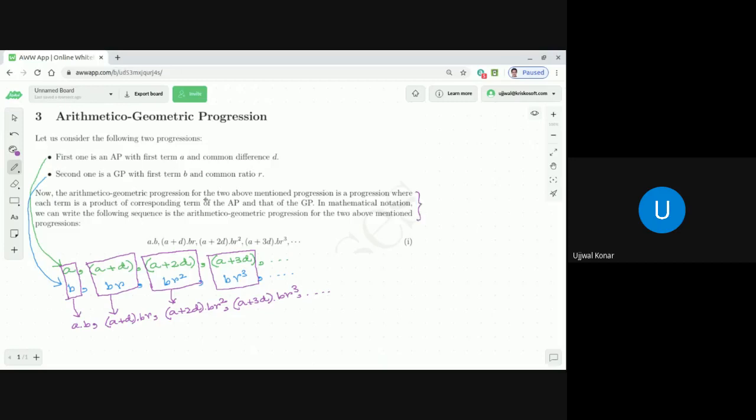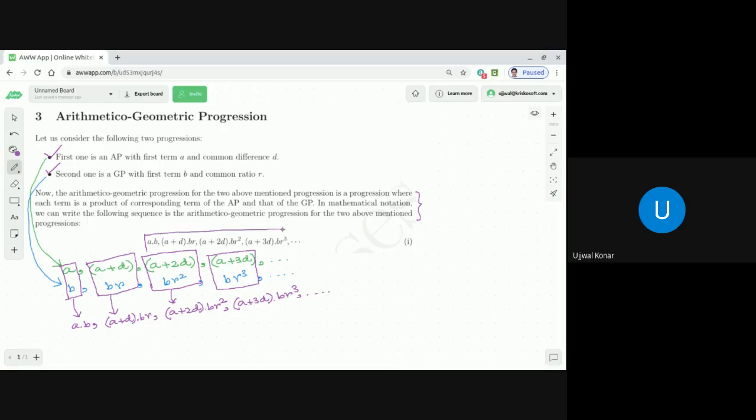Now let me read this statement. The Arithmetico-Geometric Progression for the two above mentioned progressions, that is the first one is the AP with first term A and common difference D, and the second one is a GP with first term B and common ratio R, is a progression where each term is a product of the corresponding term of the AP and that of the GP. In mathematical notation, we can write the following sequence as the arithmetico-geometric progression for the above two mentioned progressions.